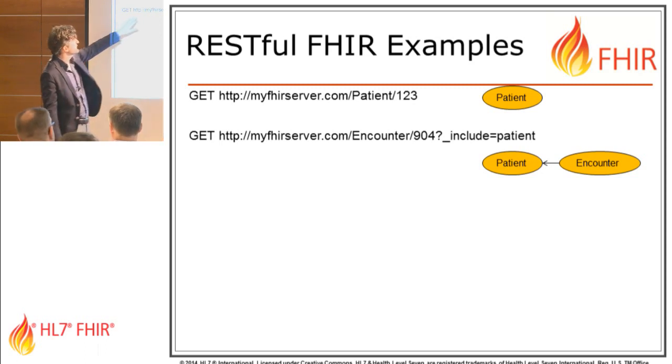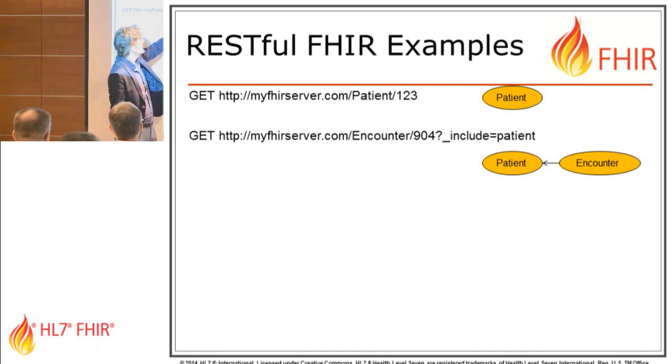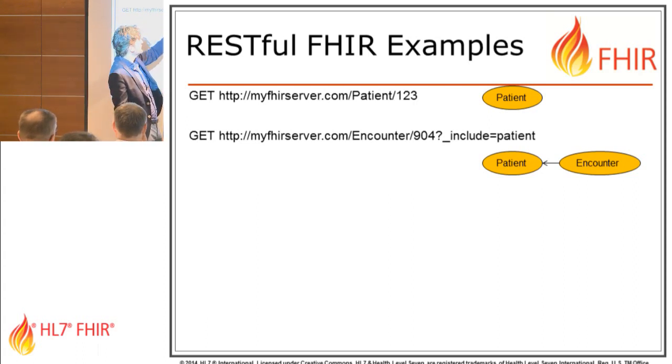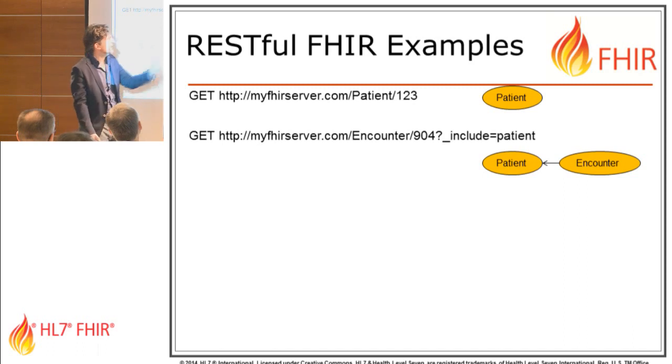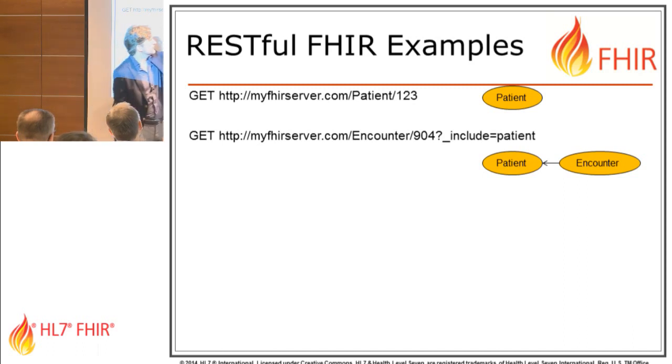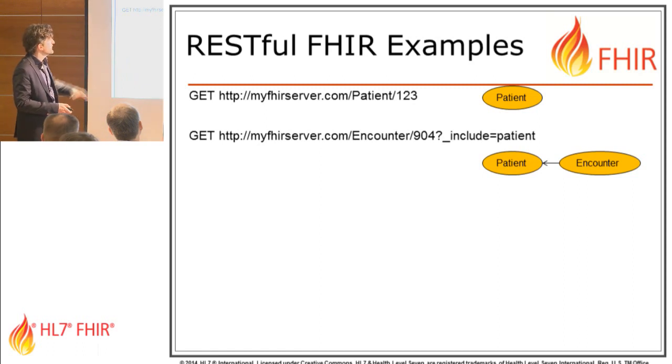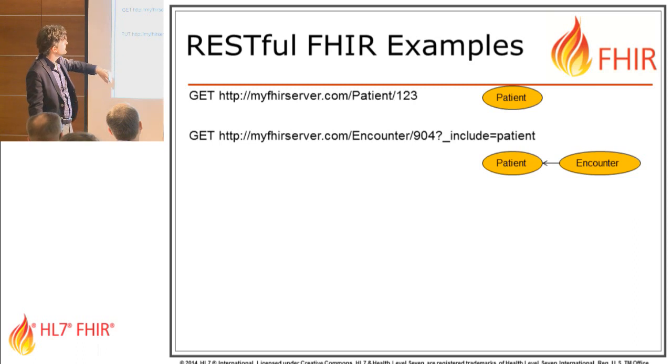But you can also go to a FHIR server and say, give me encounter 904 and include the patient data immediately. Because otherwise what I would have to do is you send me and return me this encounter, but I need the patient data too, so I would have to do a second query on the REST interface to fetch me the patient data from that encounter. The FHIR API allows you to query both at the same time.